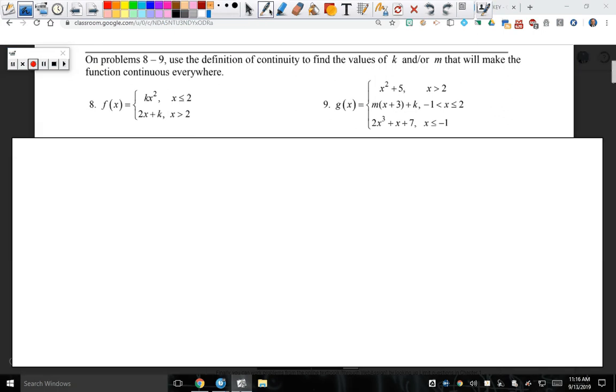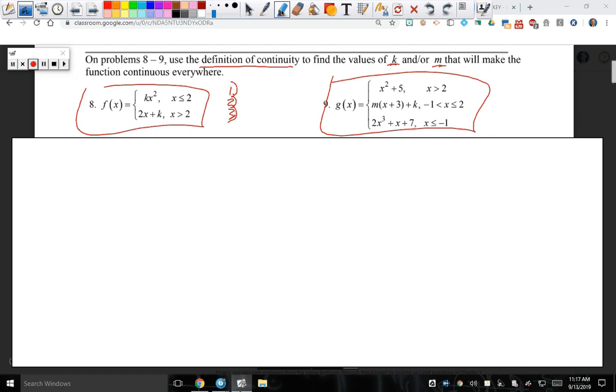Okay, so these are the continuity examples that I'm showing you for extra practice for Tuesday's test. Here we go. The first one says use the definition of continuity, so your three rules, to find the value of k in this one and the value of m in this one that will make this continuous everywhere. You're trying to make it continuous. Here's the k that you're looking for over there, and the m, and then just the k's over here.